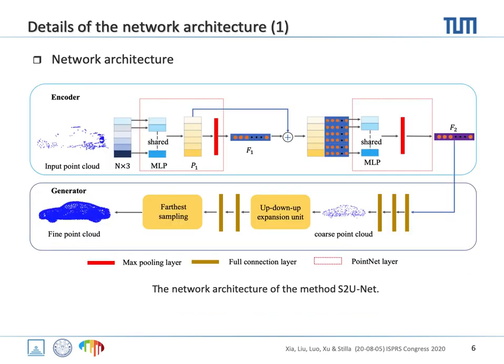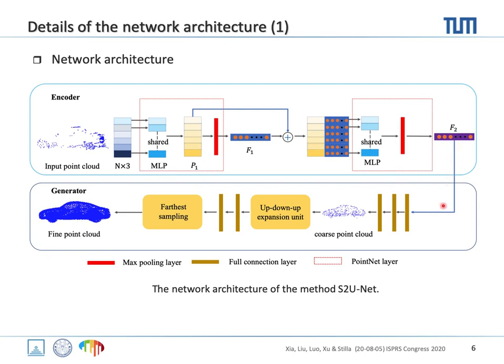Here, we give the details of the network architecture. Our encoder is based on PointNet. In the encoder, the N times 3 input point cloud is passed through the first PointNet layer to learn a feature F1, and then we concatenate the F1 with per independent point feature P1 to obtain the aggregated features. Next, we feed the aggregated features to the second PointNet layer to get the final global feature F2.